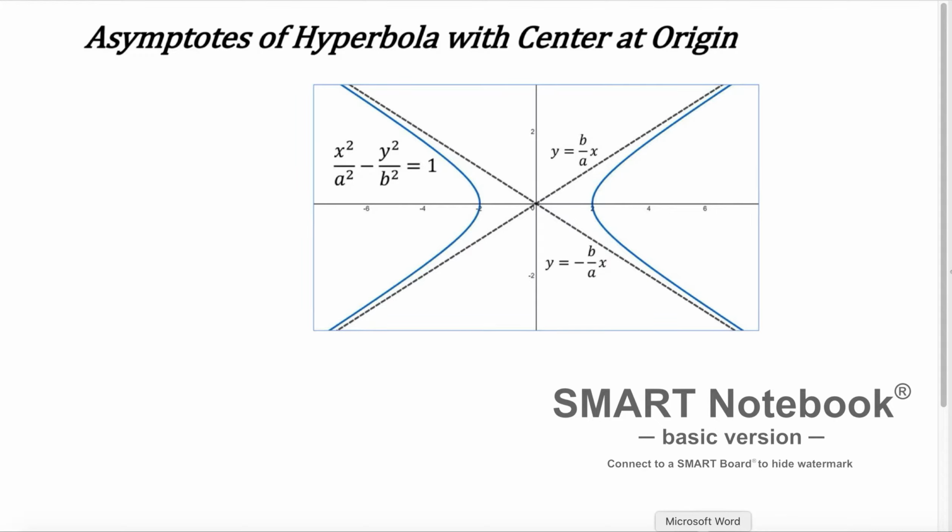Hyperbola with center at origin. So we want here to prove these slant asymptotes: y is equal to b over a times x, and y is equal to minus b over a times x.